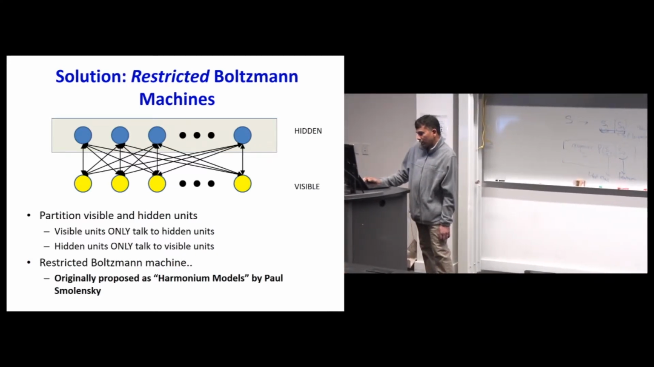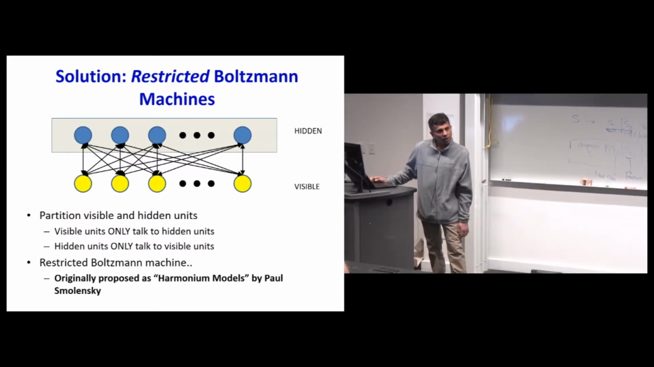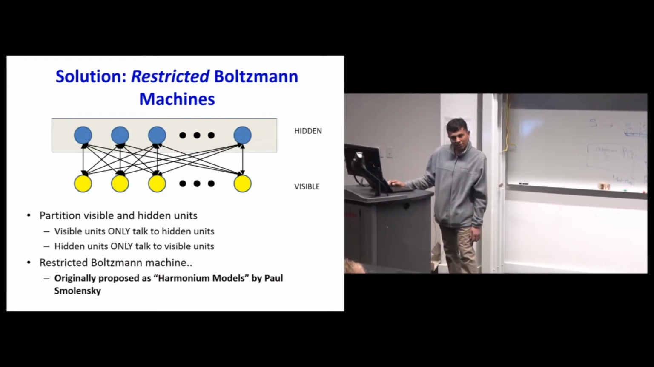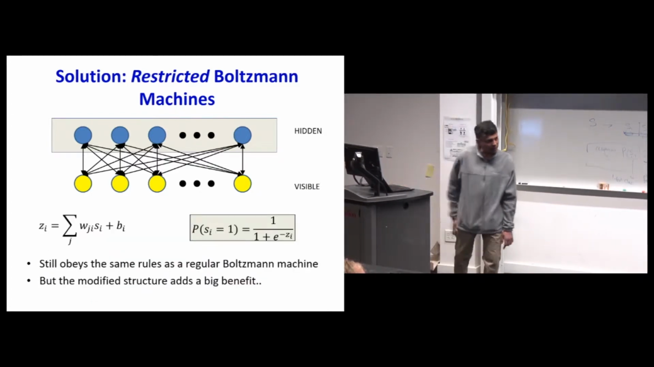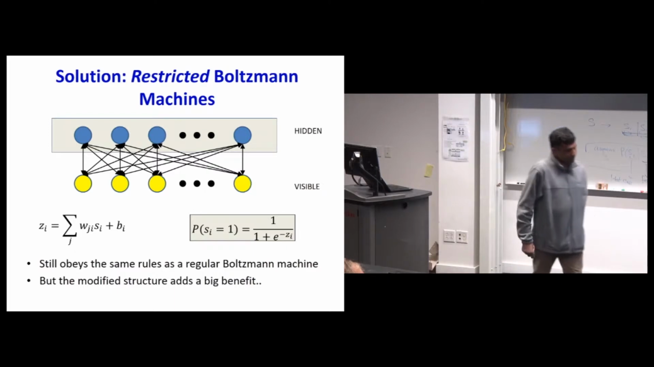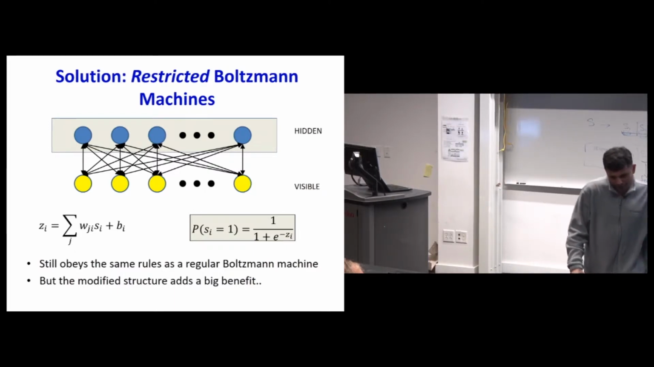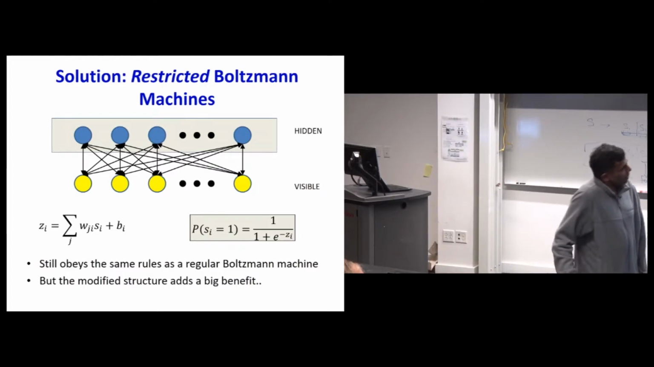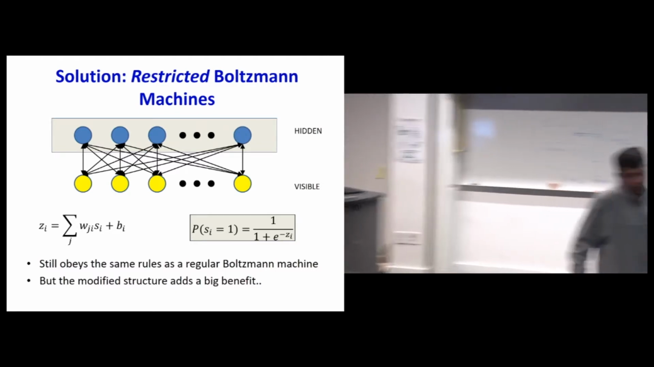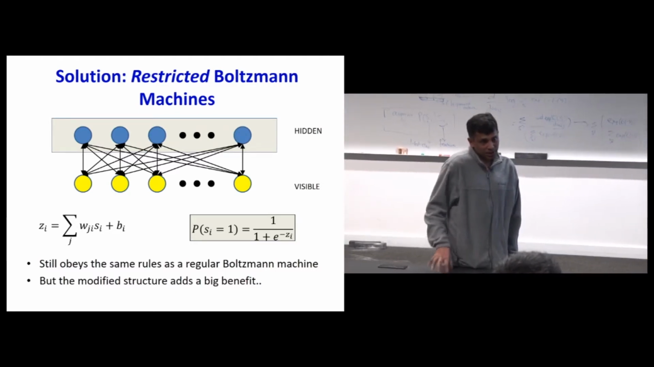This was originally called a harmonium model by Paul Smolensky back in the early 80s, I think. And Hinton basically renamed it, or someone downstream renamed it, as the restricted Boltzmann machine.